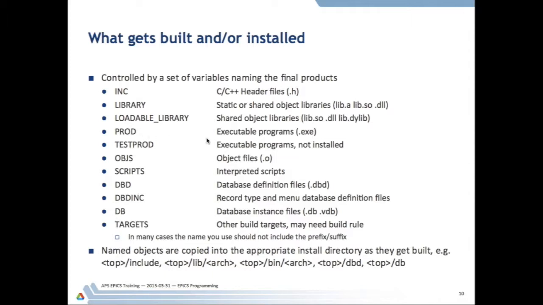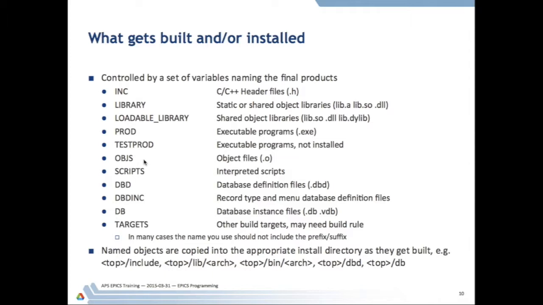PROD is basically an executable program name. On Windows, it would have a .exe in the name. Actually, no, you wouldn't specify the .exe here, because that wouldn't make sense for the other operating systems. But PROD basically is the main part of the name of the executable program that you want to be built and linked. We also have TESTPROD, which are also executable programs, but the only difference between these two is that PROD gets installed into the top bin architecture directory, whereas TESTPROD gets built but not installed, so they just get kept in the O. architecture directory, and they're going to be run when you're running tests usually.